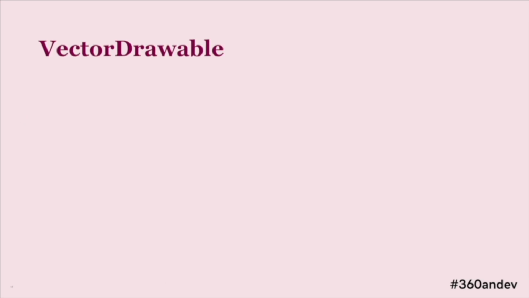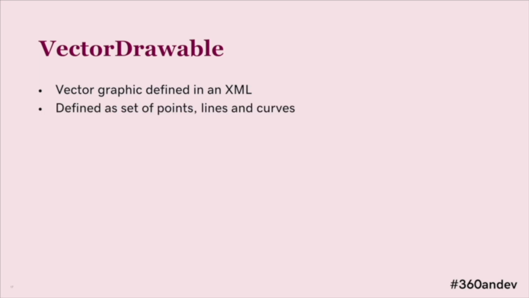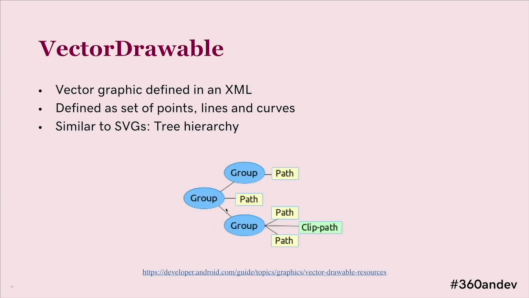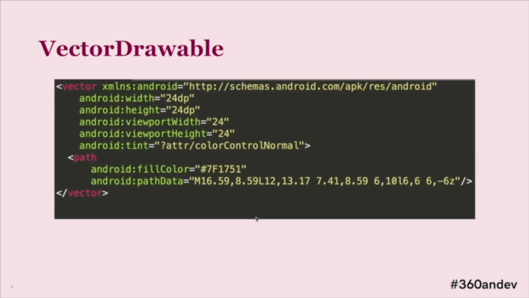Vector drawables. Vector drawables are Android's way of defining vector graphics, which it defines within an XML. These can be defined using a set of points, lines, and curves. And similar to SVGs, vector drawables also have a tree hierarchy like this. We have a bunch of groups and we can specify paths within those groups, and we can also specify clip paths within those groups, and so on. This is a basic format of a vector drawable. We have this vector tag, and within it we have a path tag.